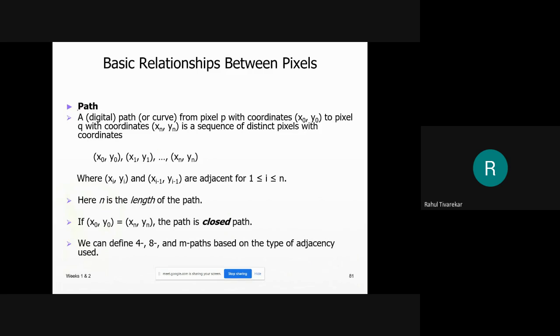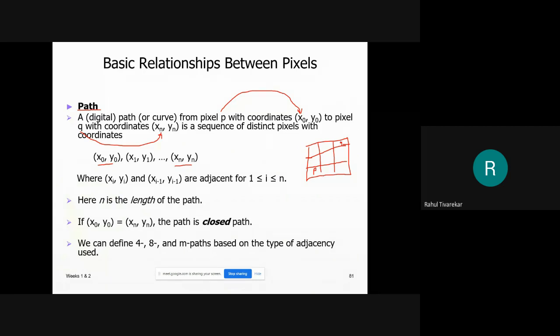Another definition is path. Path means the line which can be drawn between pixel P and pixel Q. Let's say pixel P has coordinates x0, y0, and pixel Q has coordinates xn, yn. Then, pixel x0, y0 to pixel xn, yn. Suppose I sketch some image like this. I'm calling this an image because every box represents one pixel. I hope you remember, every box represents one pixel. So suppose pixel P is here and pixel Q is here somewhere.